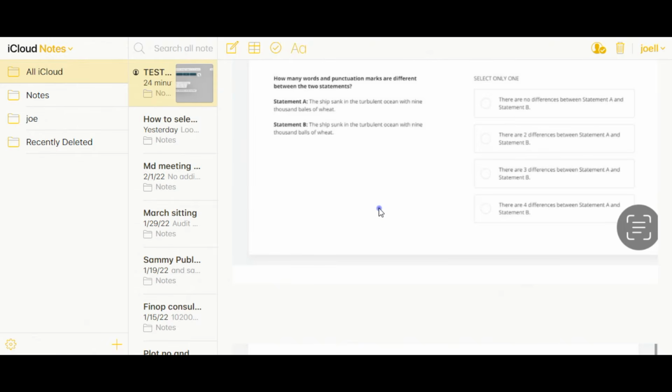So on my side, I see there are two differences, and I will go ahead and select option B, option 2, which says there are two differences between statement A and statement B, which is balls and barrels, and then sank and sunk. But I know out there, in case you look at it critically, you may have more differences that you're seeing.